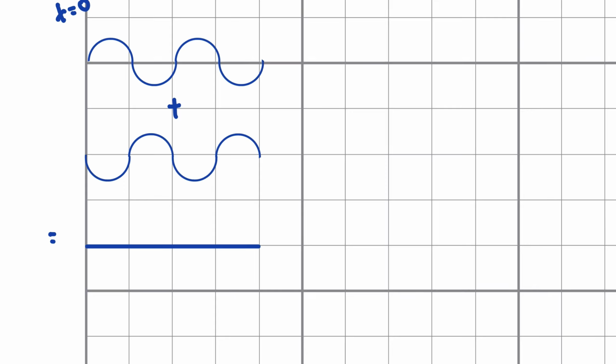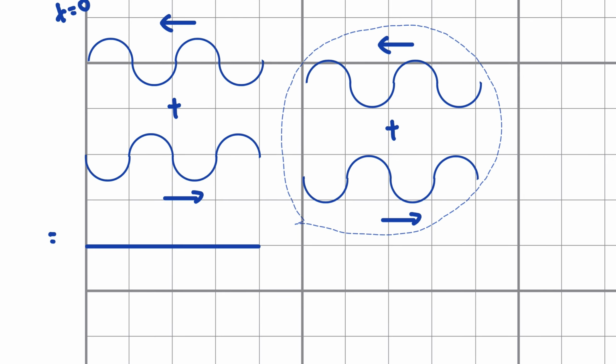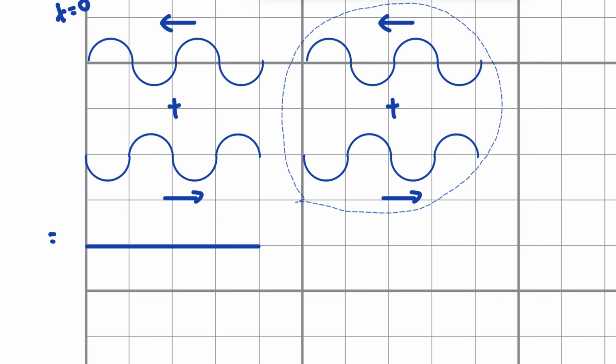Now what happens if the waves are moving in opposite directions? One is moving to the right, one is moving to the left, right? This is from our perspective. So what happens next? I'm going to copy this after another quarter period, as you can see here, right?